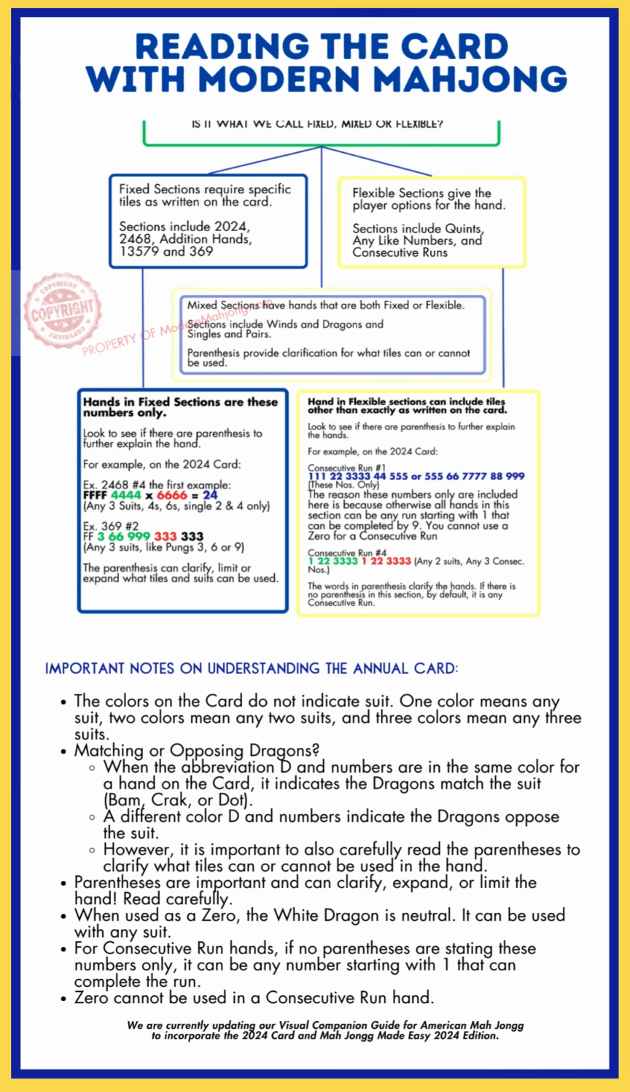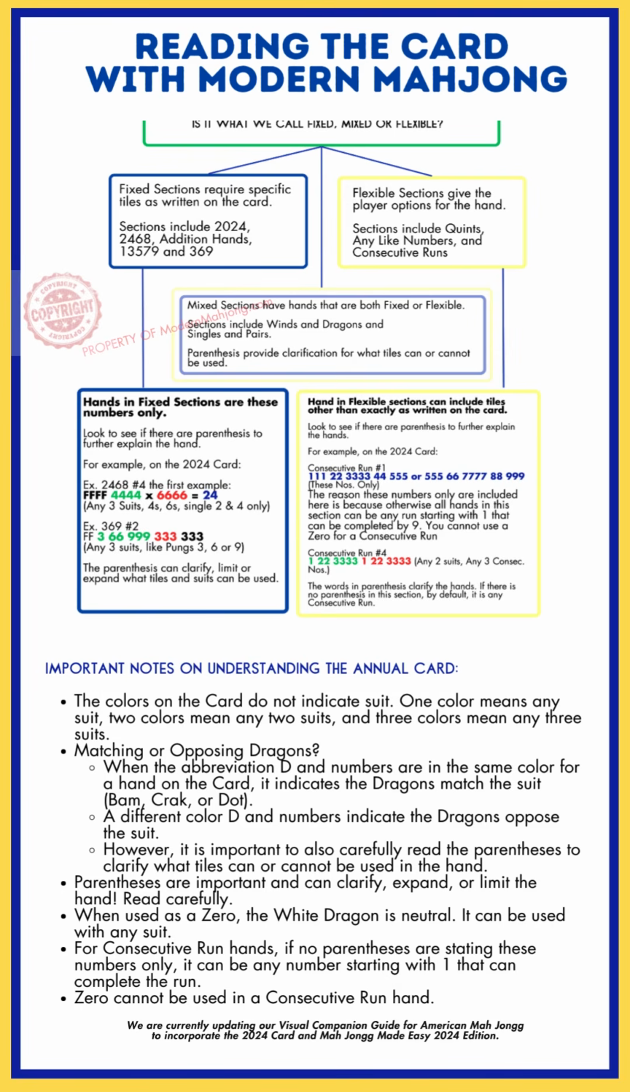The first hand is an example of these numbers only. So it could only be a run from 1 through 5 or 5 through 9. All the rest of those hands are flexible. Even if it gives an example like number 4 of 1, 2, 3, 1, 2, 3, that could be 4, 5, 6, that could be 7, 8, 9, as long as you start with 1 and end with 9, any 3 consecutive numbers. The words in the parentheses clarify.